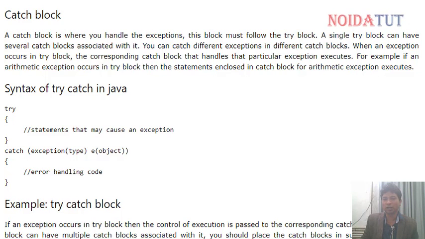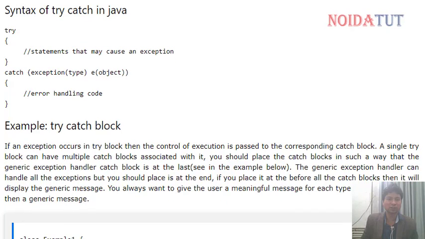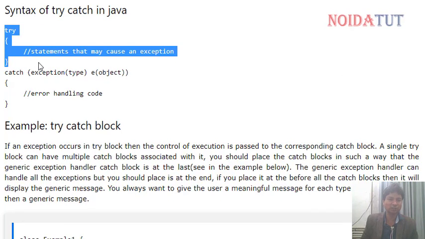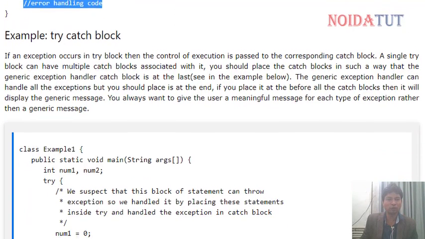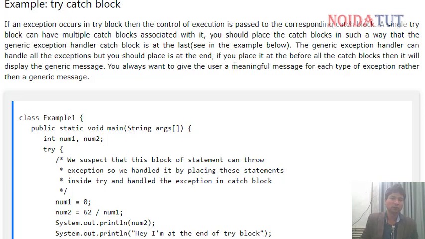Now, let us have a look at the try-catch block syntax. Inside the try block, we keep the set of code that is prone to errors. In the catch blocks, we have an exception type, the object, and the error handling code. Now let us look at a particular example. If an exception occurs in a try block, then the control of execution is passed to the corresponding catch block. If we have some error in the try block, it immediately moves to the catch block.